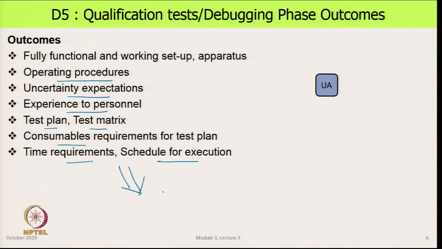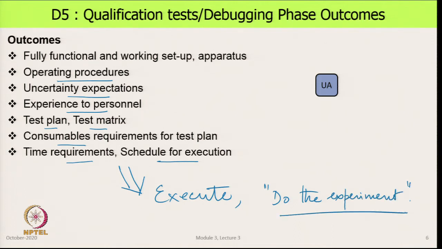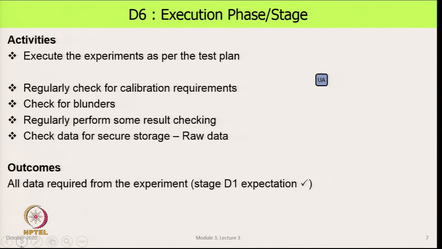Next step, execute the experiment, or as we have learnt in school and colleges, do the experiment. Or what we will call execute the runs. That is D6, execution phase or execution stage.